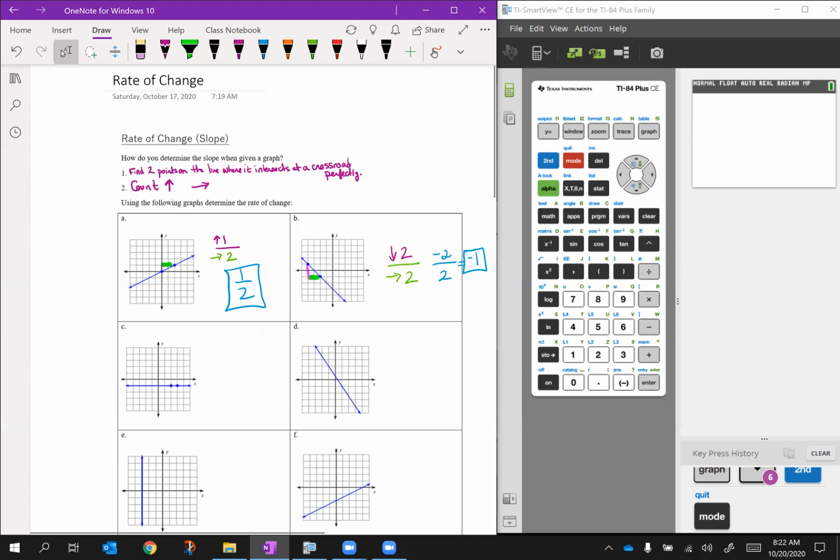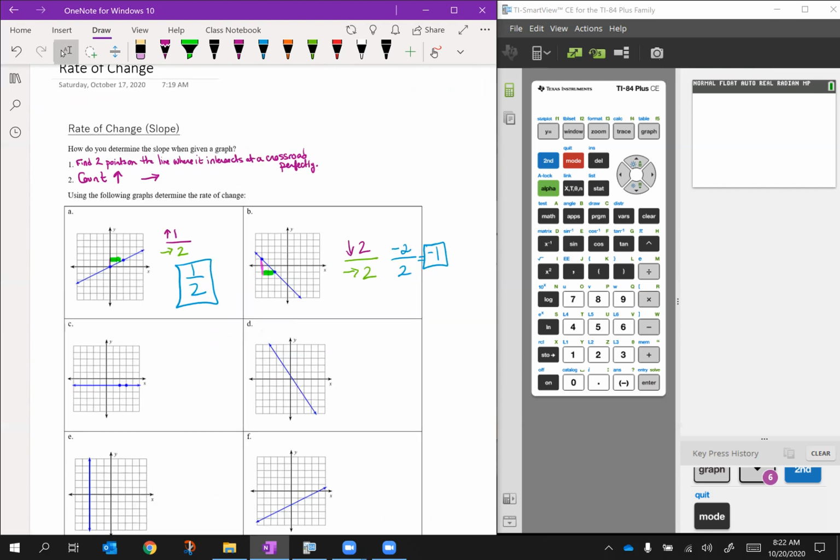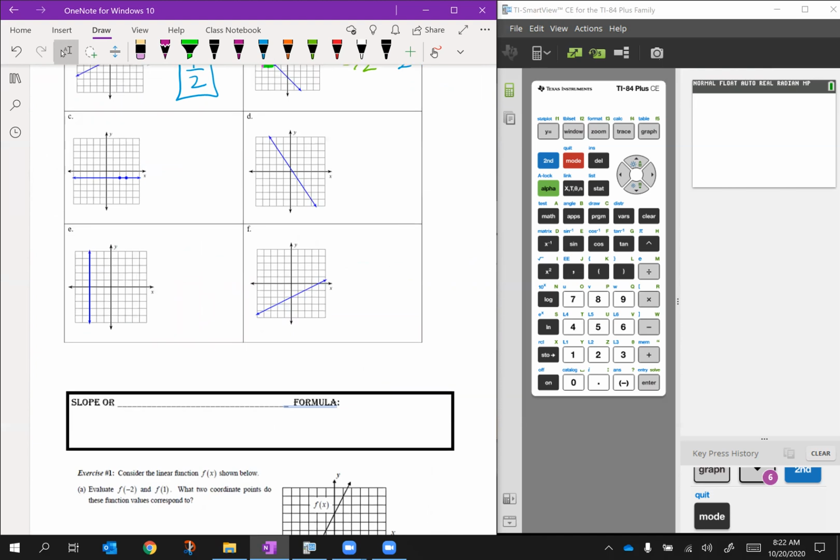Try C and D and see what you get. So C, how does it move up? It moves up 0, right or left, however you want to say it, a whole bunch. So 1 or 2 or 3. So it moves up 0 over 1. So when we do 0 divided by 1 in the calculator, what do we get? This is a 0 slope.